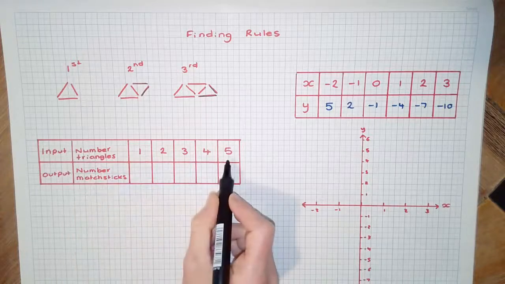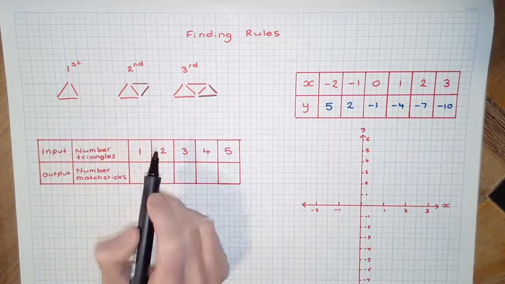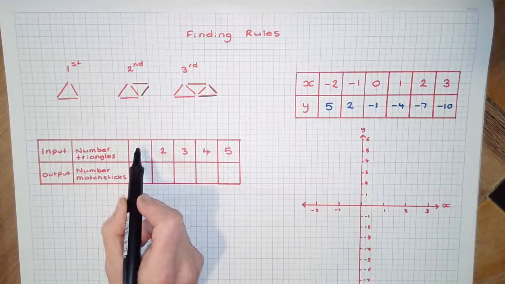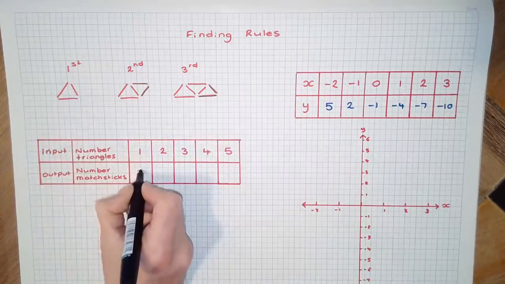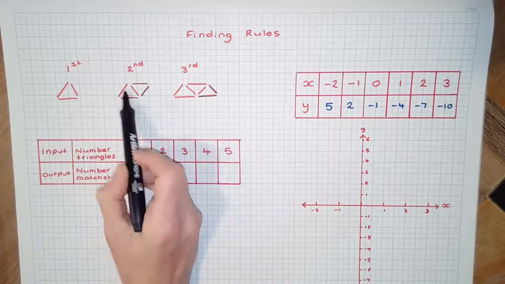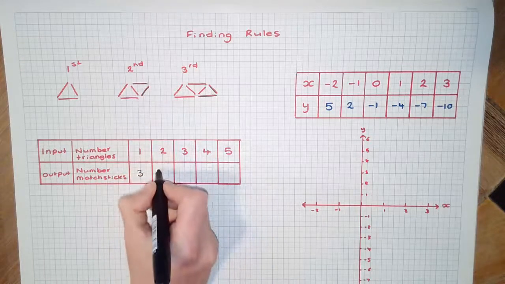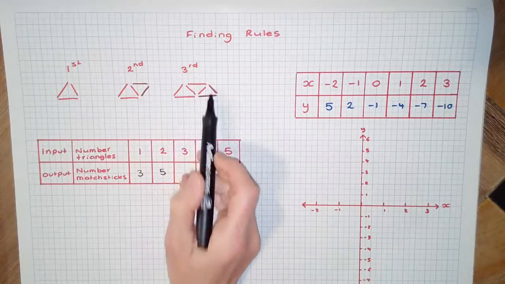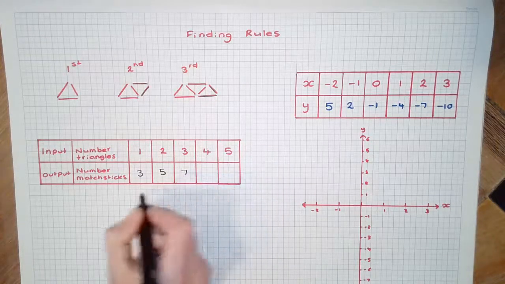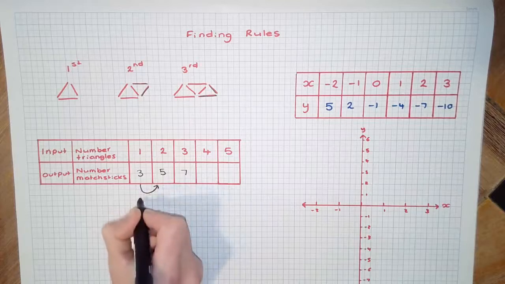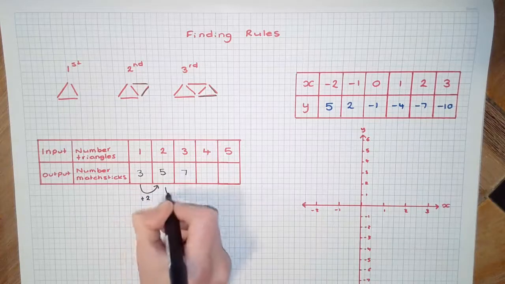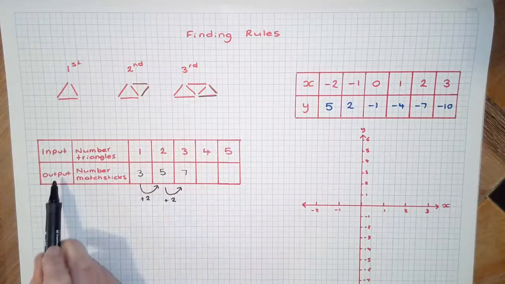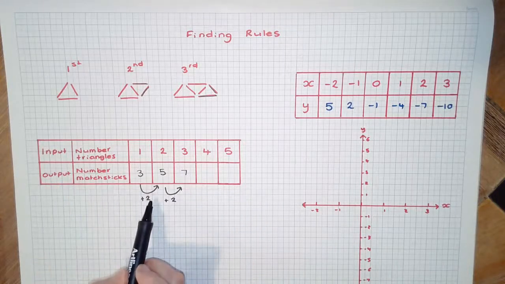We can complete a table of this data. In the first image of one triangle, we used 3 matchsticks. When we had 2 triangles, we used 5 matchsticks. And when we had 3 triangles, we had 7 matchsticks. We were increasing the number of matchsticks each time by 2. That is, the outputs increased by 2 each time.